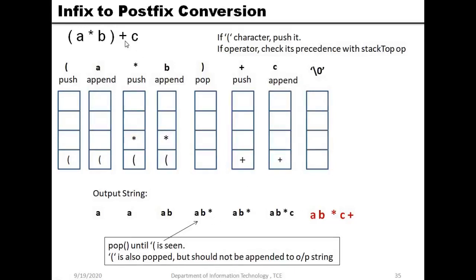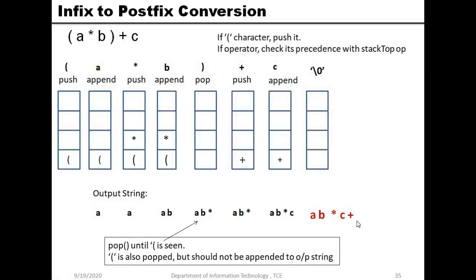In the next iteration, plus the operator is seen and it gets pushed into the stack. Then the character C is seen and it has to be appended to the output string. Then null character is reached, so the stack items have to be popped out until the stack becomes empty. So in this case, plus gets popped out and it gets added to the output string. So the final answer is AB star C plus.